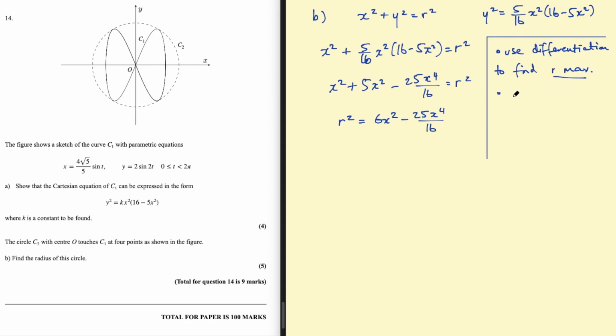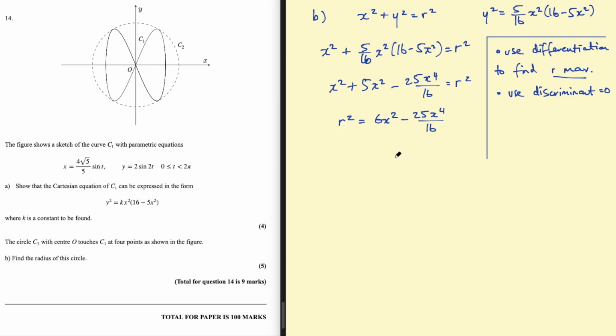The other method is to use the discriminant equal to 0. This works because this curve C1 is symmetric. So if you look at the positive x coordinates, for example, you will get the same values of x for where the circle and the curve intersect. So the discriminant will equal 0. So I'll go through both.